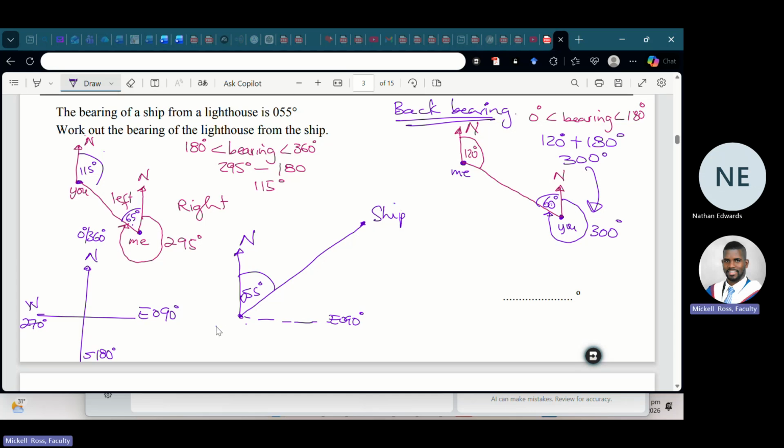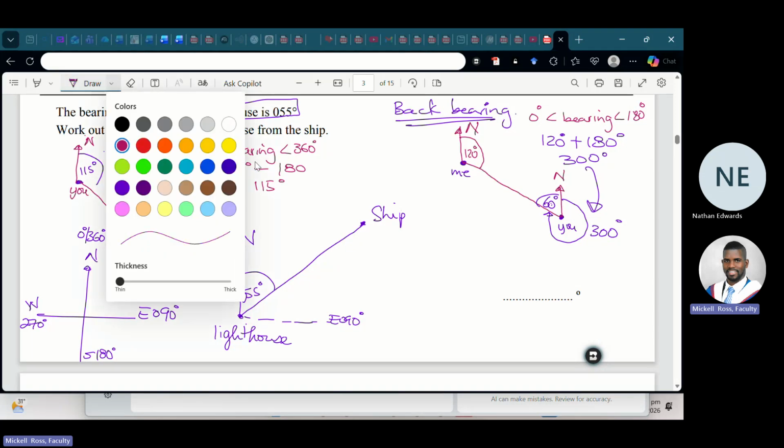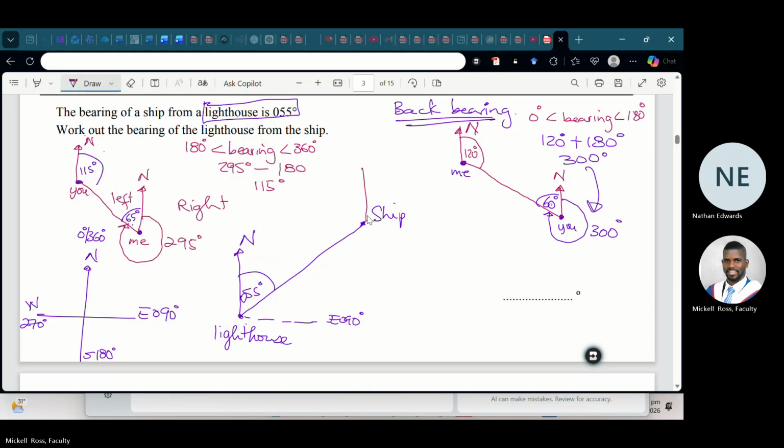So this is the ship, this is the lighthouse. Notice it says it is from a lighthouse. So the measurement is from the lighthouse. So if you are now at the lighthouse and you need to look back at the ship, you're going to look all the way around in this direction.